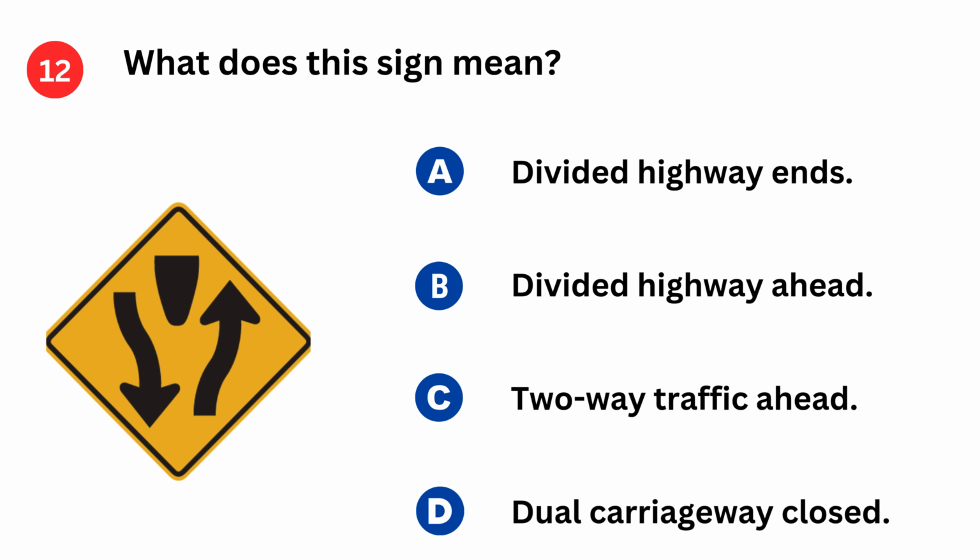What does this sign mean? A. Divided highway ends. B. Divided highway ahead. C. Two-way traffic ahead. D. Dual carriageway closed.